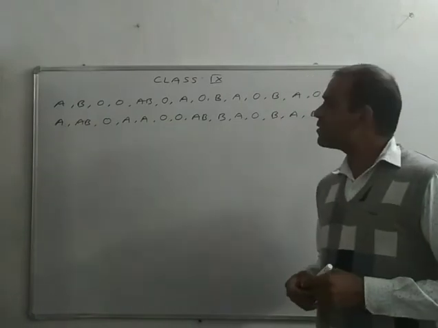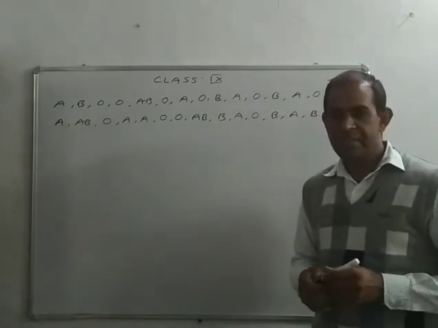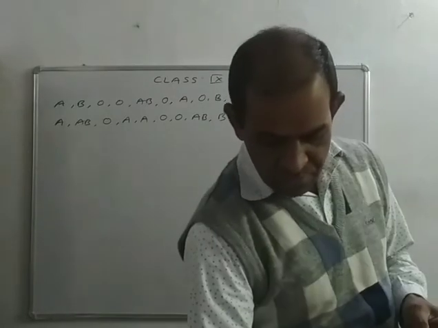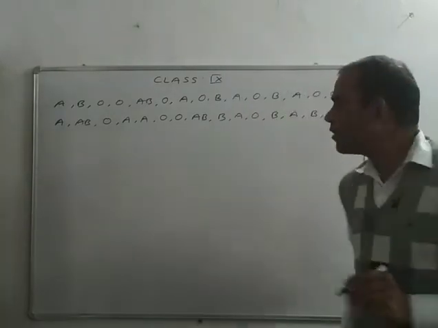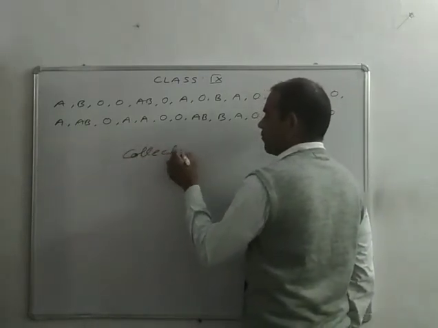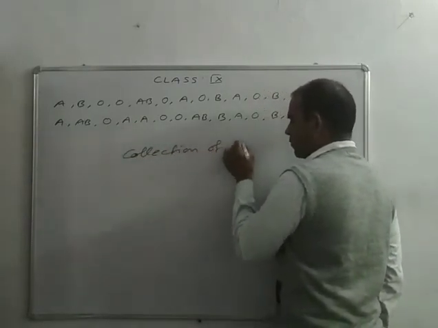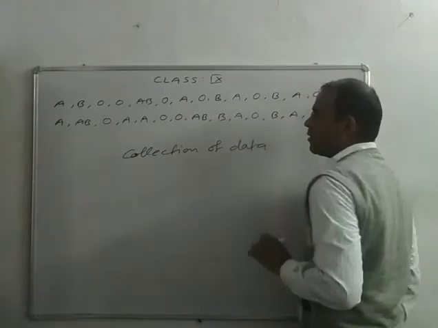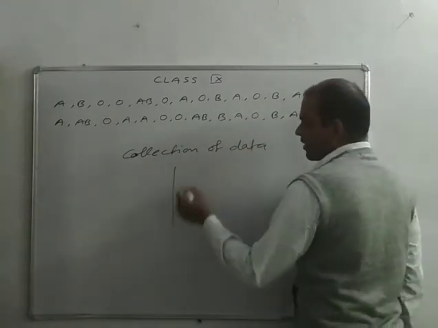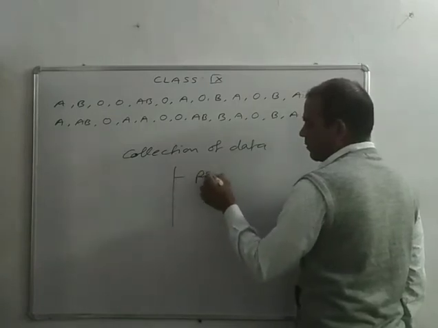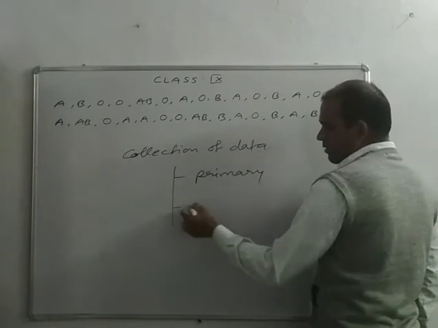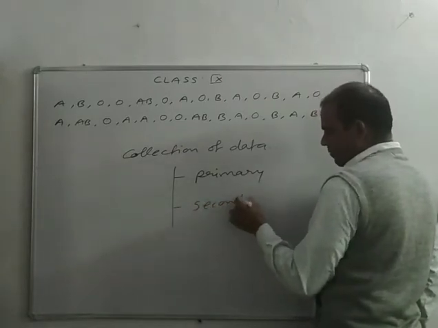Our new chapter is chapter 14, Statistics. In this chapter we study about data. First of all, collection of data. For collecting the data, there are two types of collection. One is primary collection and secondary collection.